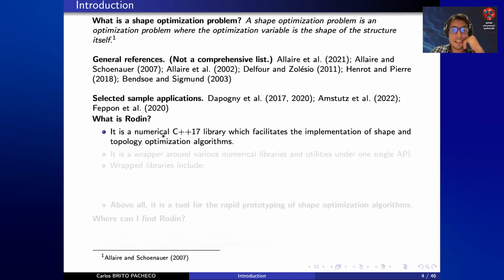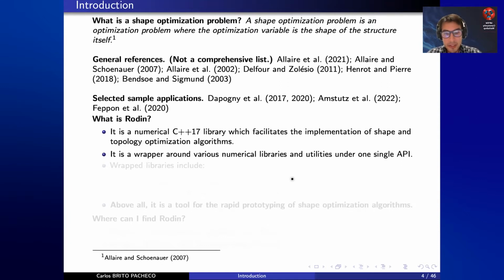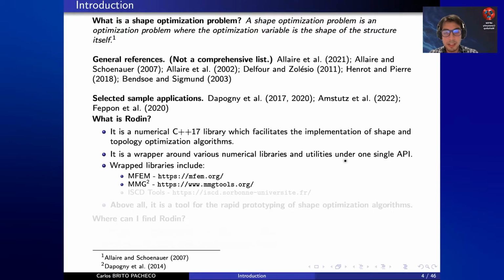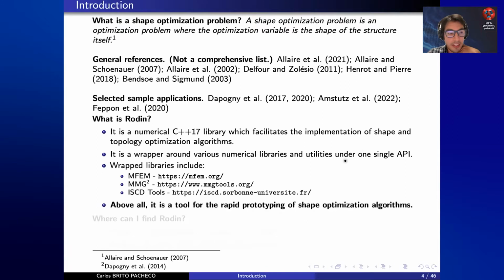So what is Rodin? As I already said, it's a numerical C++17 library, which facilitates the implementation of shape and topology optimization algorithms. It wraps around various numerical libraries and utilities and puts them all under one single API. Of course, wrapped libraries include MFEM, MMG, if anyone's familiar with MMG, I'm sure you're not surprised, and the ISCD tool suite by the Sorbonne University. So above all, it is a tool for the rapid prototyping of shape optimization algorithms.